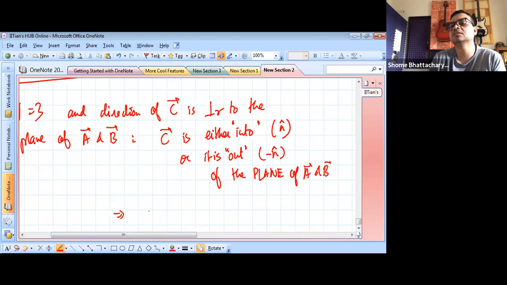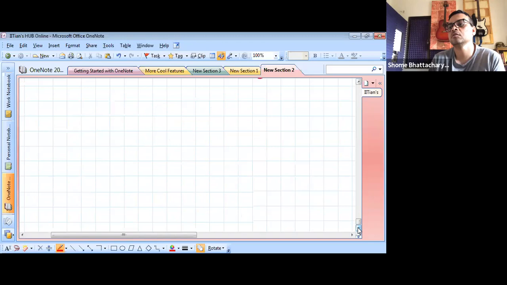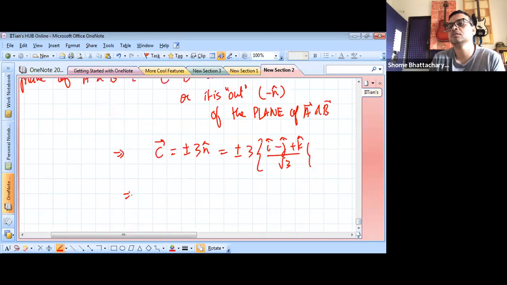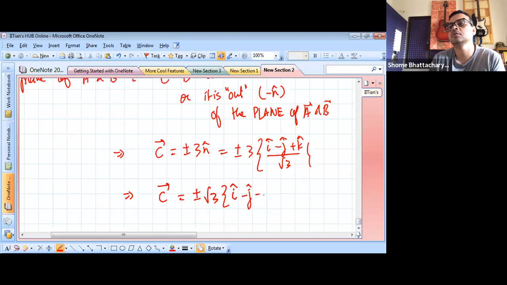So that is why the vector C is becoming plus minus 3 of n cap. So that will make it plus minus 3 times i minus j plus k by root 3. Or finally we can say that C is plus or minus root 3 into i cap minus j cap plus k cap. These are the possibilities for vector C.